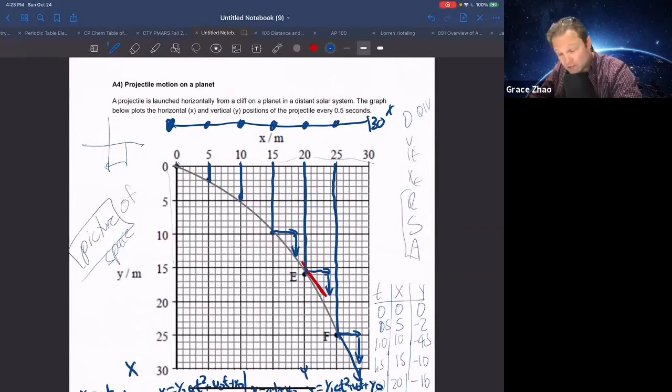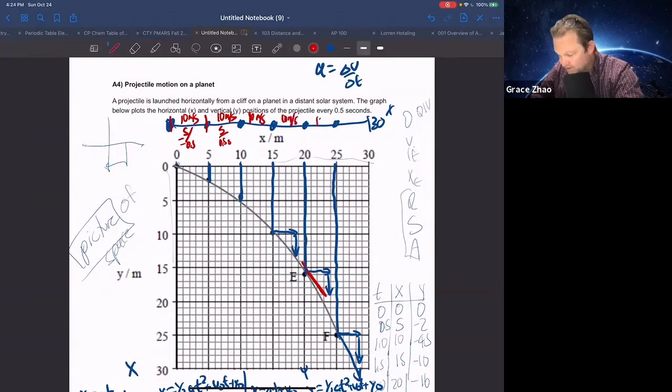What's the value of the acceleration? Well, let's check this out. Acceleration, the definition is delta v over delta t. So let's find out the average velocity during this time interval. It went 5 meters in 0.5 seconds, so it has a velocity of 10 meters per second. Let's check the next time interval. It went 5 meters in 0.5 seconds, so its velocity is 10 meters per second. 10 meters per second. Wait a minute.